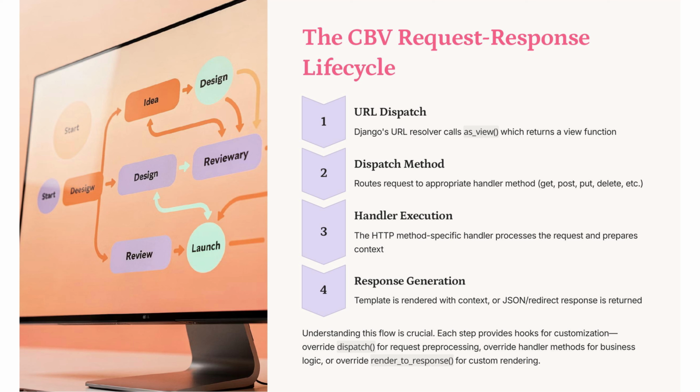The CBV request-response lifecycle begins with URL dispatch, where Django's URL resolver calls as_view, returning a view function. The dispatch method routes the request to the appropriate handler method like get or post. The handler processes the request, preparing context. Finally, a response is generated, rendering a template or returning JSON. Each step offers customization hooks.